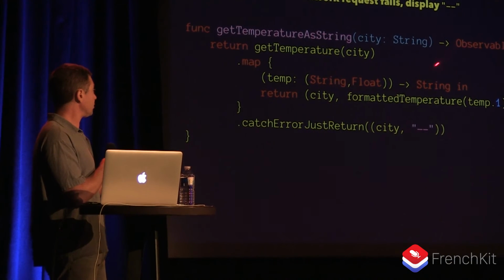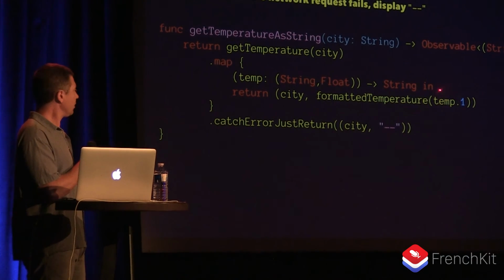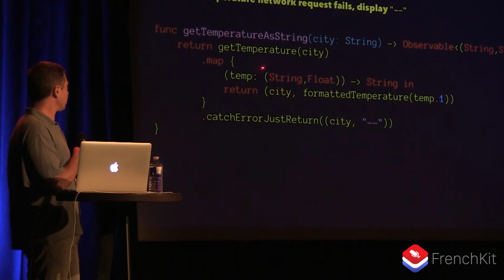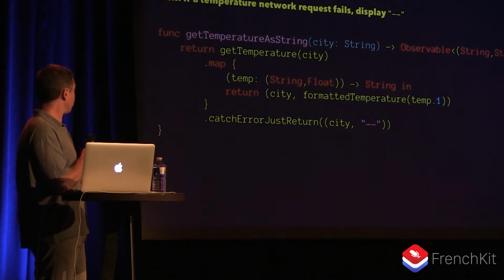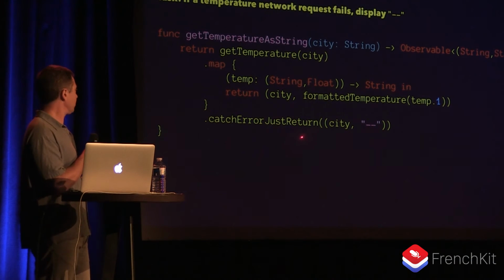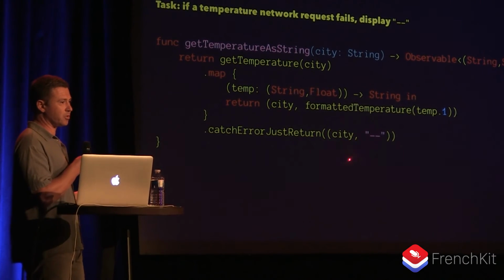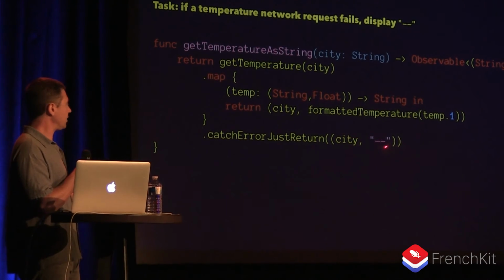So if we fail to get the temperature, we want the user to see a couple dashes, just to say, okay, we don't have the latest information, so just dash. For this, we first create a function which is going to turn our temperature into a tuple with a string, so we can replace the string if there is a failure. In this case, the get temperature is an observable. We map it to our tuple, and then we add catchError just return, which is in case this process fails, we are going to catch the error and return a generic tuple with the city name and a couple dashes.